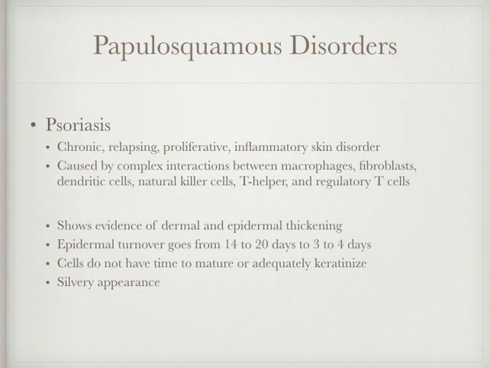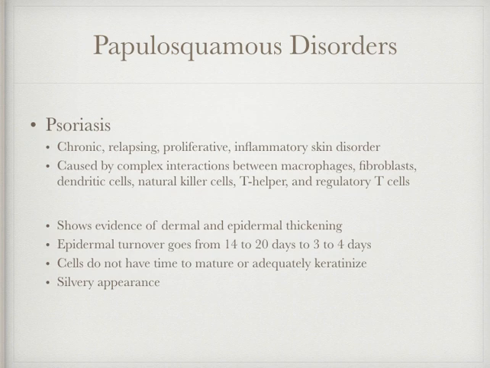Papulosquamous disorders. This would be what we would term a psoriasis. So psoriasis is technically an autoimmune disorder. It's very inflammatory. These patients are also at risk for psoriatic arthritis, and we'll talk about that in musculoskeletal. But they tend to have a significant overgrowth or cellular proliferation. So they tend to develop thickening plaques in the skin.